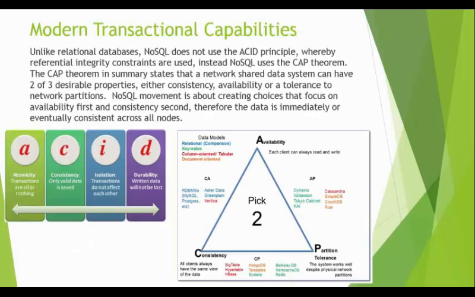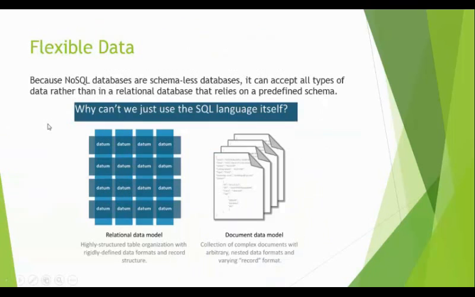There's also modern transactional capabilities that come with NoSQL, unlike relational databases which use the ACID principle: atomicity, consistency, isolation, and durability. The NoSQL uses a CAP theorem, which basically means that the system can have 2 of 3 desirable properties, either consistency, availability, or tolerance to network partitions.